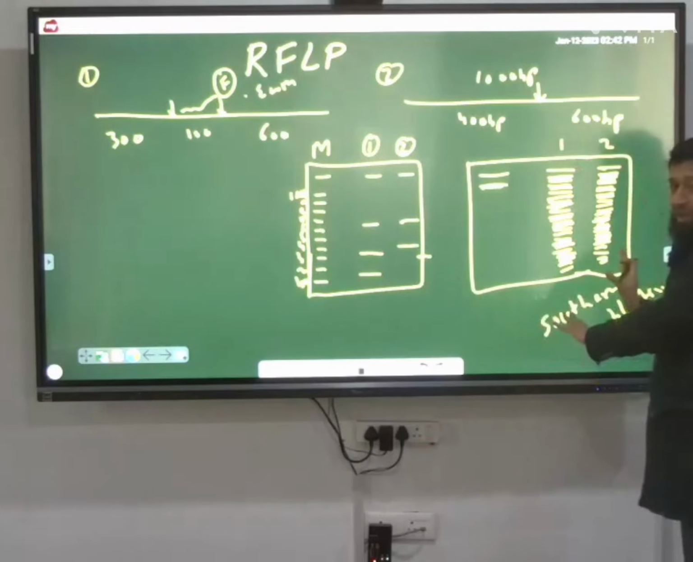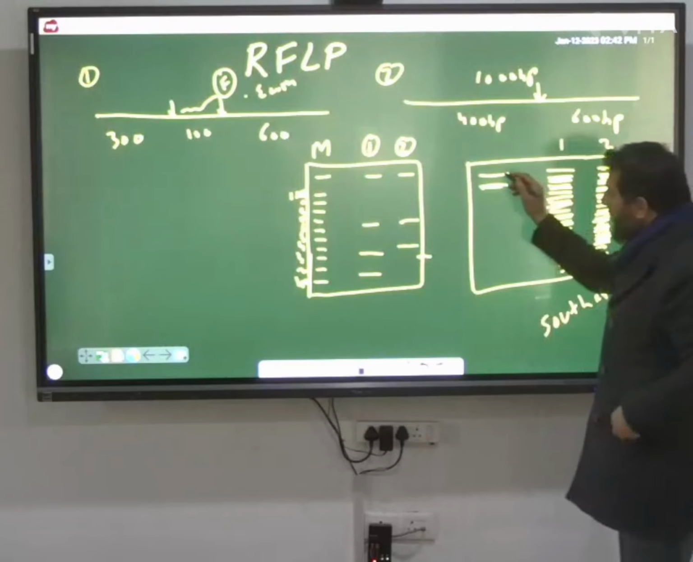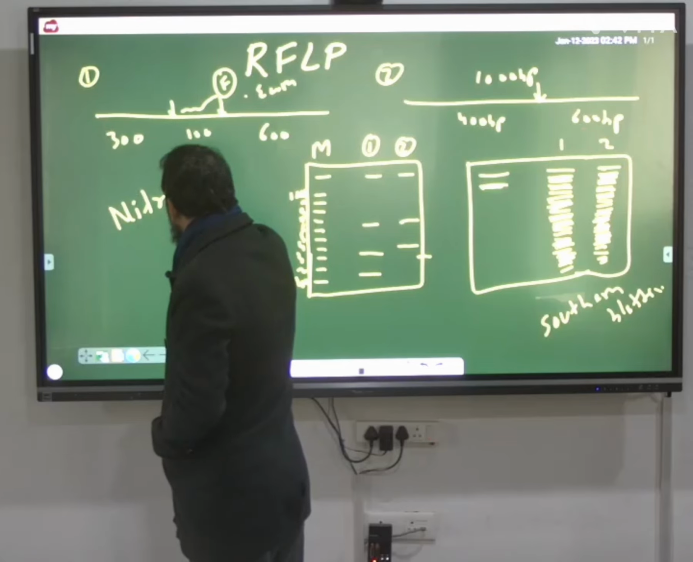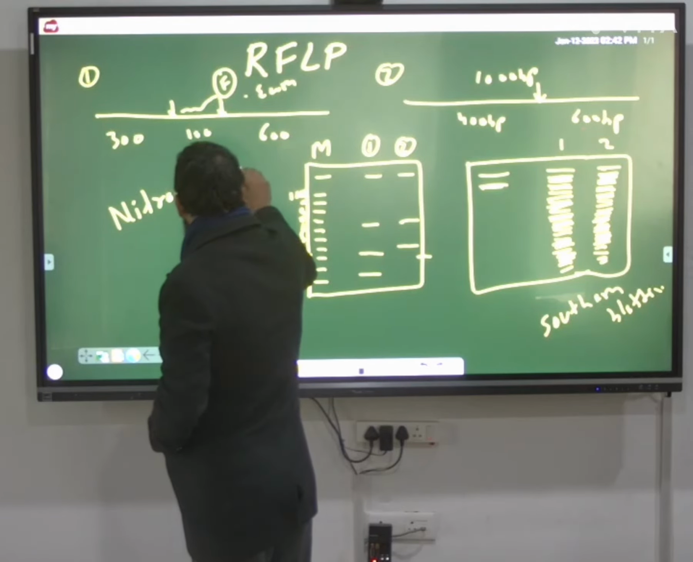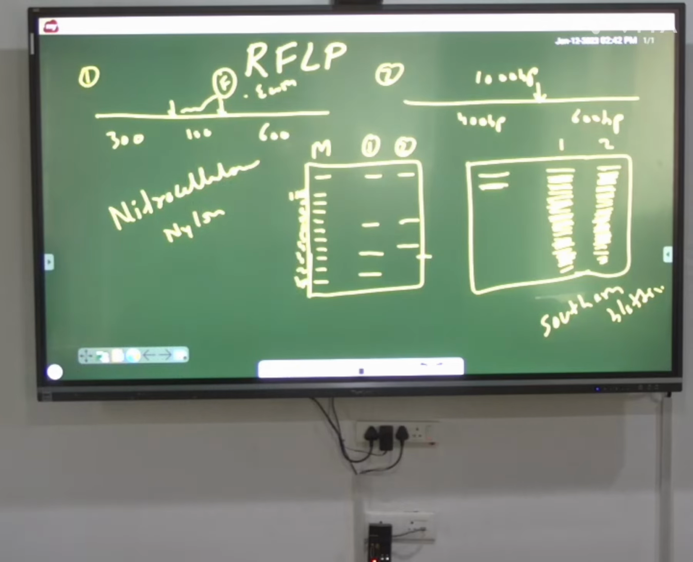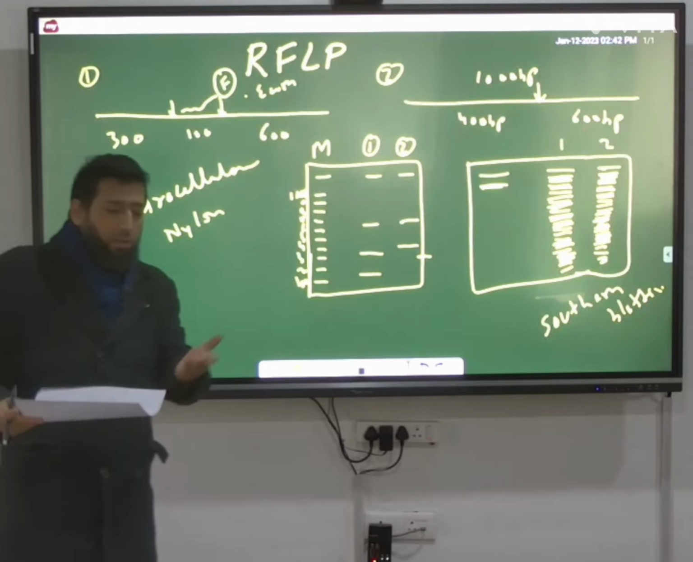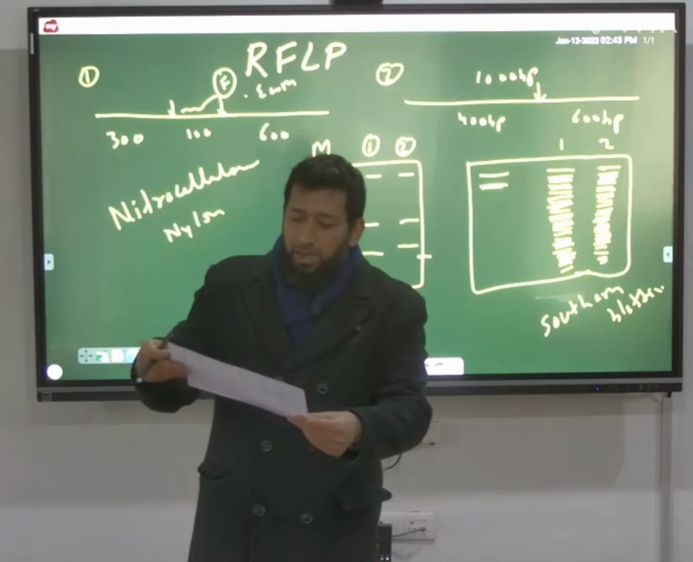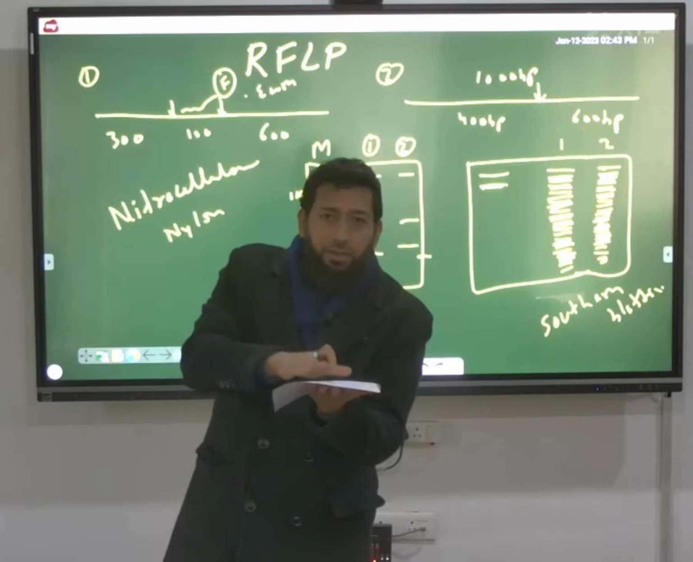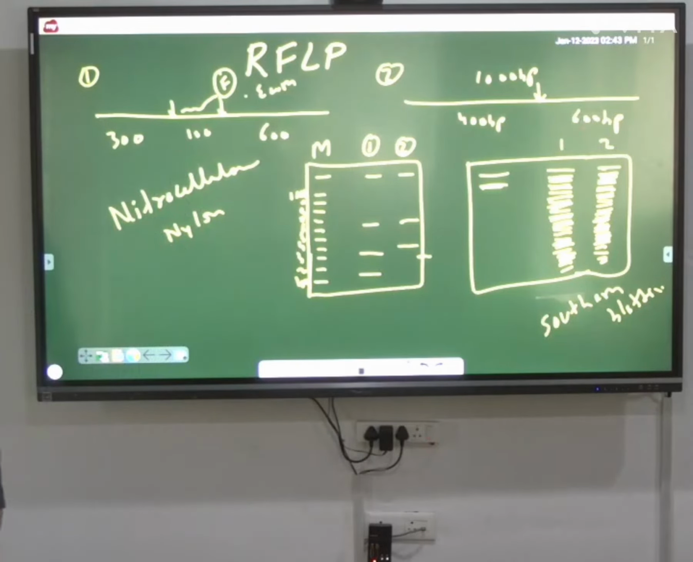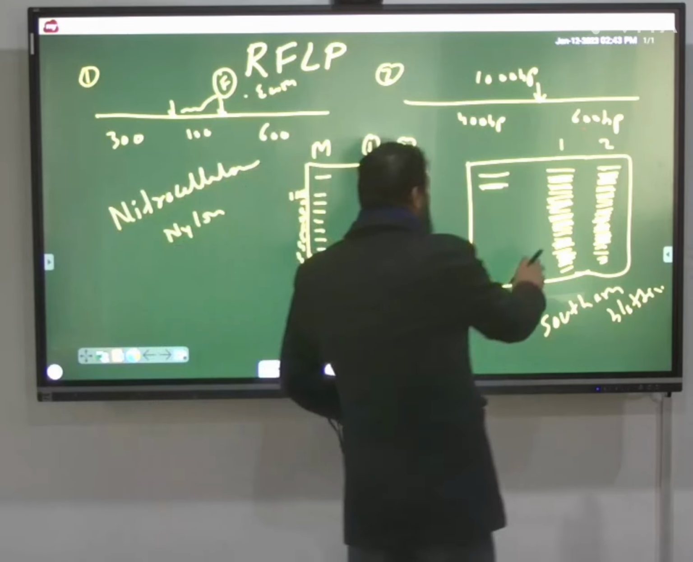We take this gel and put a nitrocellulose membrane on it, or a nylon membrane also. There are many membranes. So for example, you have a gel, and this nitrocellulose membrane is just like a sheet of paper. You take it and put it on the gel once you have run the gel. This nitrocellulose membrane is positively charged and your DNA is negatively charged.